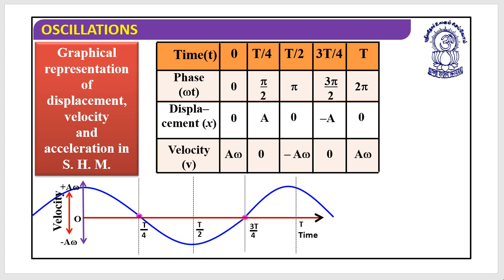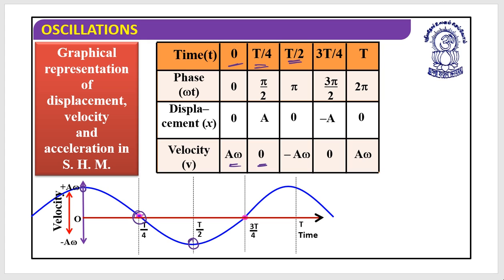In the same way, let's look at the representation of velocity with respect to time. When you plot the velocity, at t equals 0 your velocity is maximum possible, which is equal to A omega. At t equals T by 4, your velocity would be 0. It is here. At t equals T by 2, it is minus A omega.